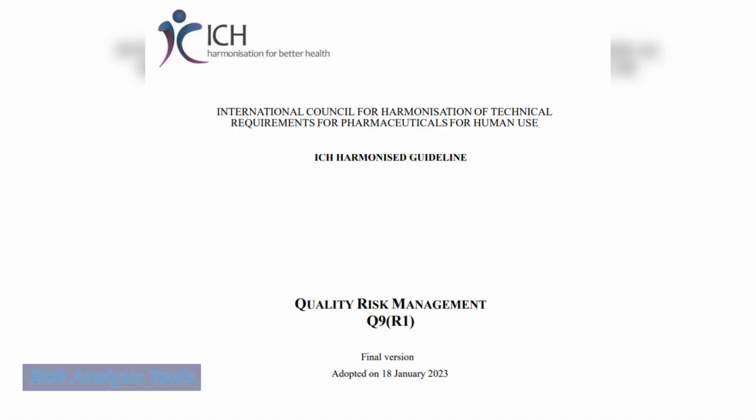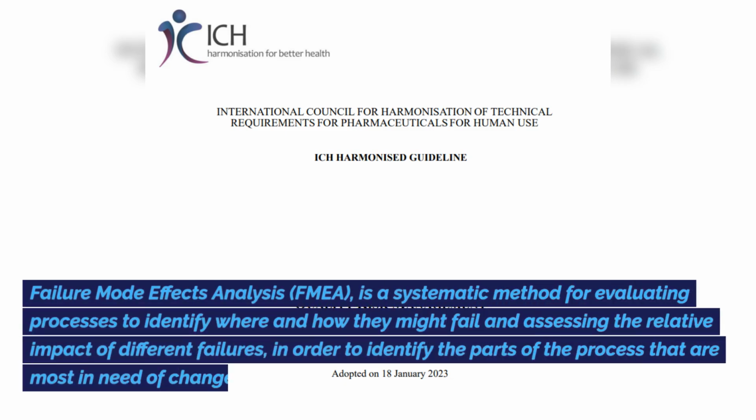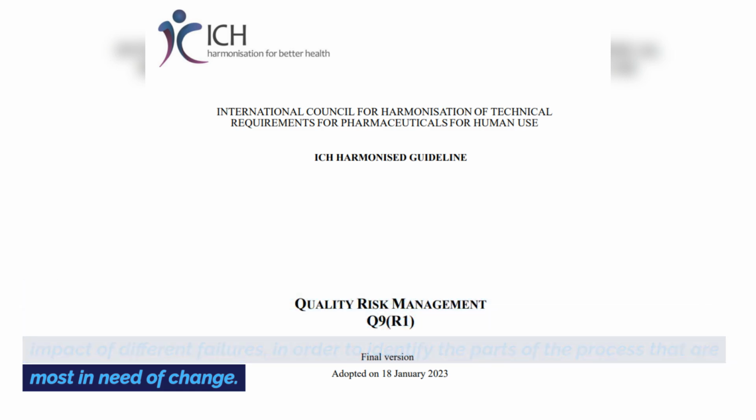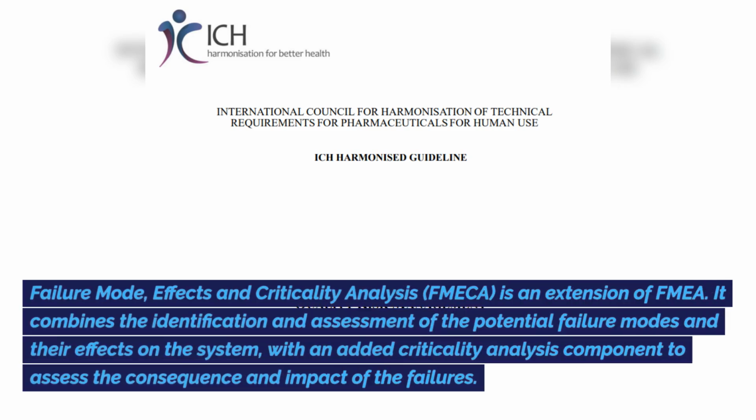Risk analysis tools. Failure mode effects analysis, FMEA, is a systematic method for evaluating processes to identify where and how they might fail and assessing the relative impact of different failures, in order to identify the parts of the process that are most in need of change. Failure mode, effects and criticality analysis, FMECA, is an extension of FMEA.